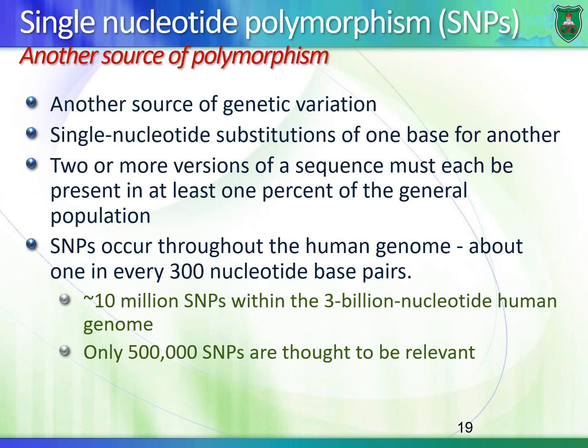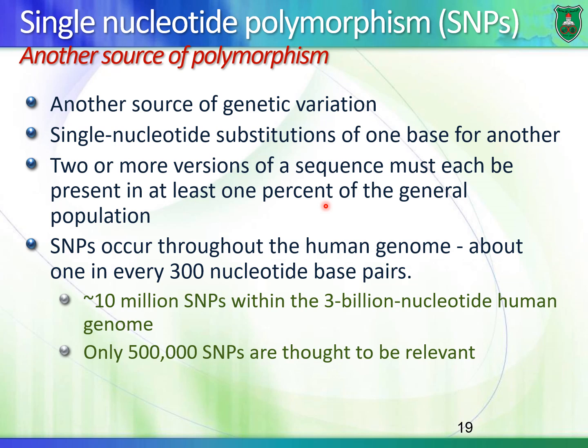So when is a change considered a polymorphism versus a mutation? Well, if a genetic variation, a SNP as we call it, exists in more than 1% of the general population, we call it a polymorphism. If it exists in less than 1% of the population, then we consider it a mutation.